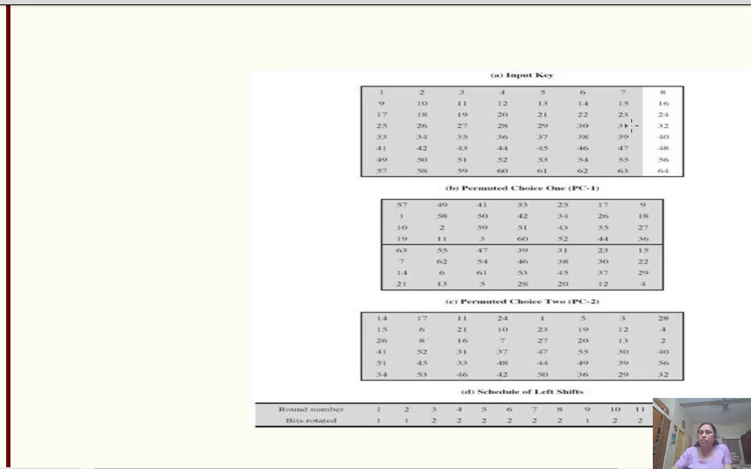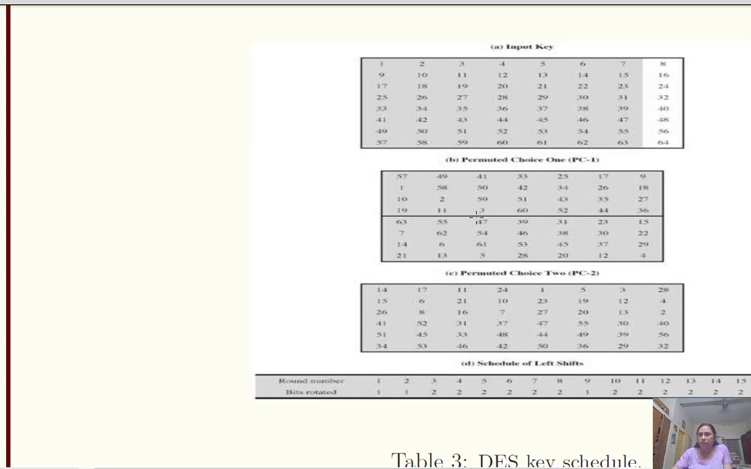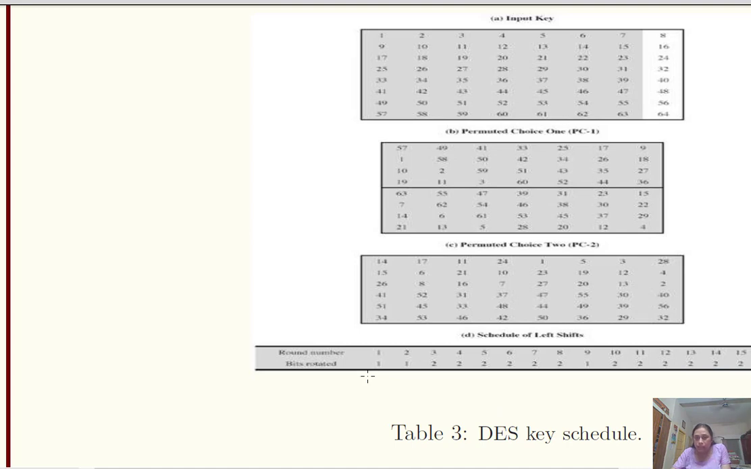Now you shuffle them using this permuted choice. So from this 56 bits, you get another 56 bits according to the shuffling. This specification is given. You apply this permutation and divide the result into two parts, 28 bits and 28 bits. Each of these 28-bit halves is given a left shift. How many shifts are used in each round is given in this table.